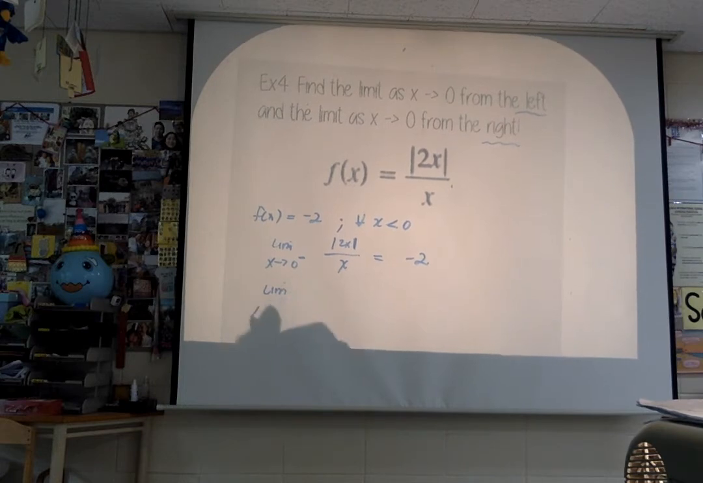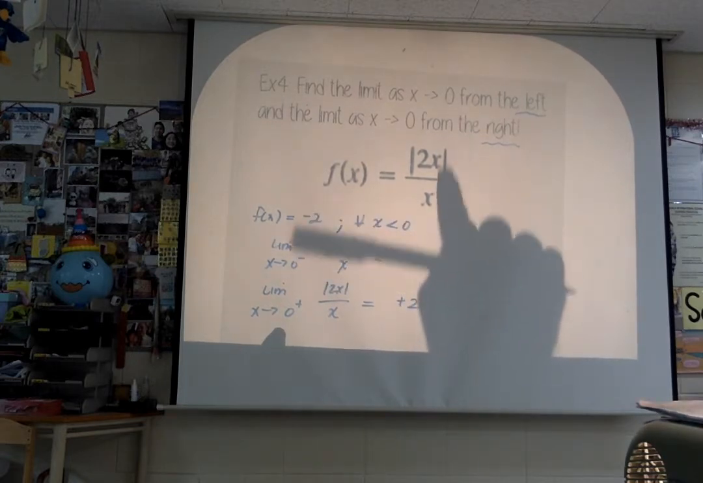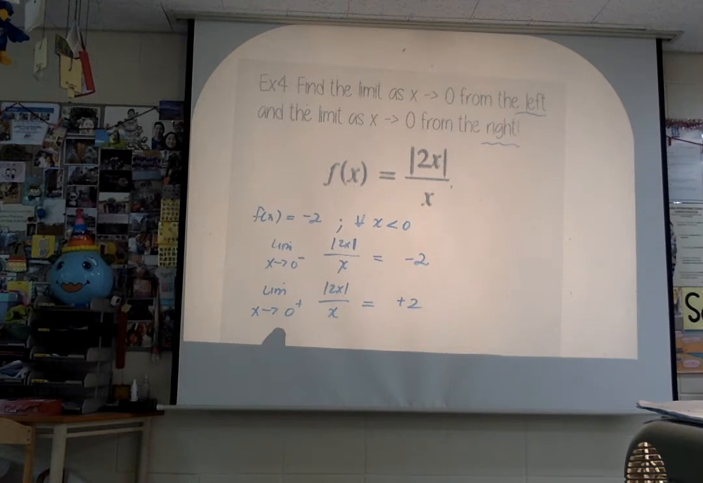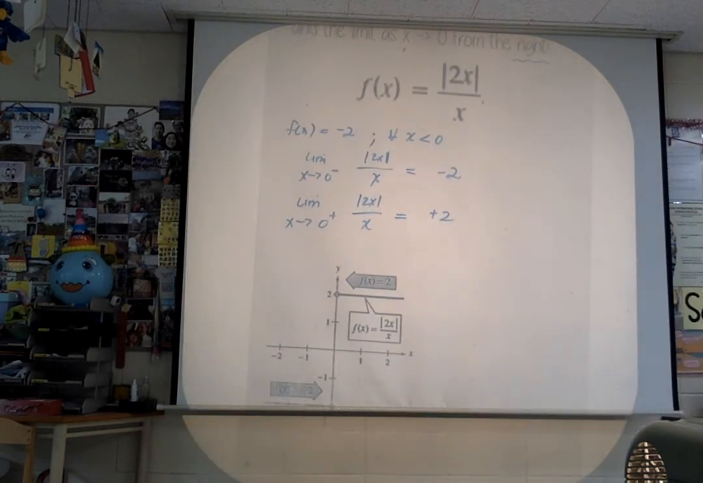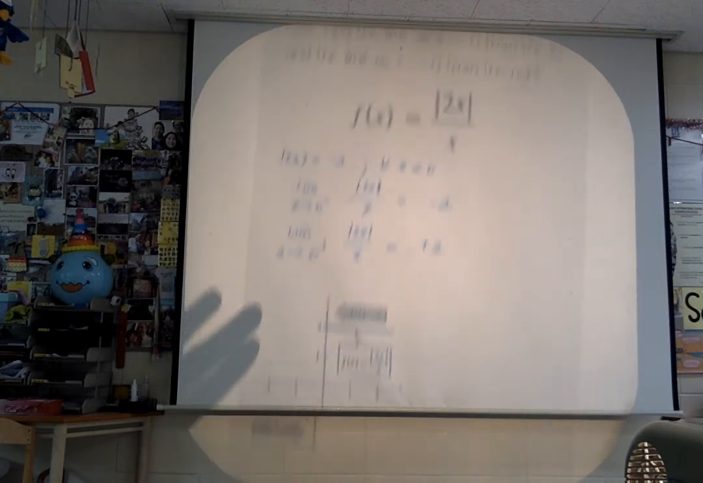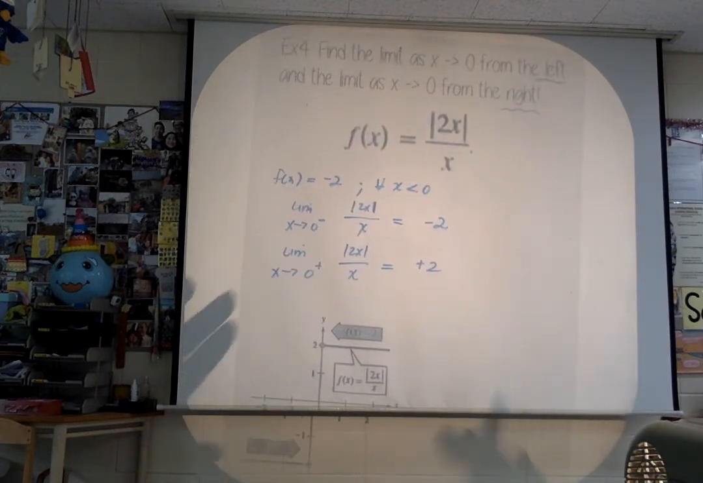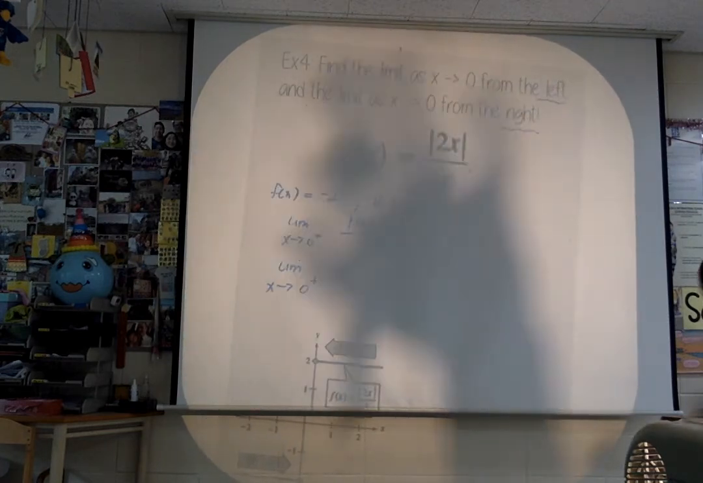How about the limit as x approaches 0 from the right? You have absolute value of 2x over x, and that's going to equal positive 2 for the same reason, right? Because when you have positive values here, it's going to become 2 no matter what. So this is the limit as it's coming from the left towards 0, and this is the limit as it comes from the right to 0 of this function. Let's take a look at the graph and see if it makes sense, okay? Coming from the left, coming from the right, and they're different. And we're not asking you for the limit of this whole function. We're just asking you, in this case, from the left and from the right separately, okay?